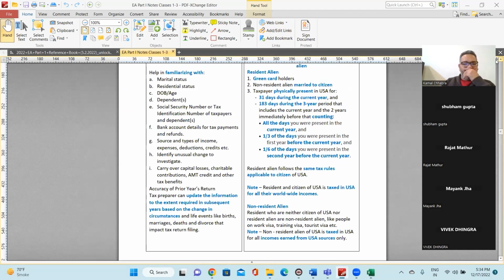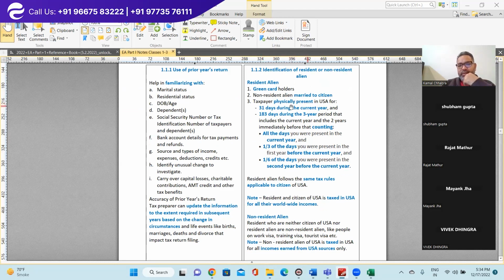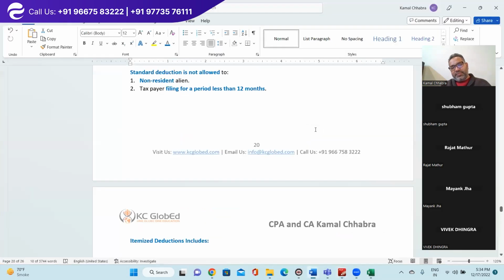Right. So these are the notes which I have shared with you. Who are the resident aliens? Green card holders, right? Non-resident aliens who are married to a citizen, and the taxpayer physically present in the US who satisfies these three conditions are considered resident aliens. The person who is not satisfying any of these three conditions is called a non-resident alien, right? Most of the time, people like us go to the US and do some work, and our status is non-resident alien. So if you are a non-resident alien, then we cannot claim the standard deduction, right?